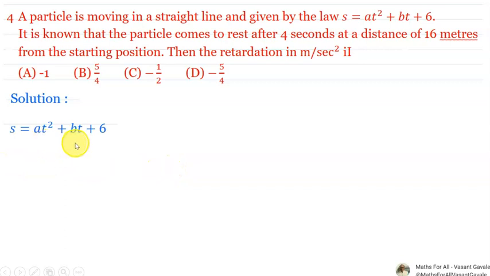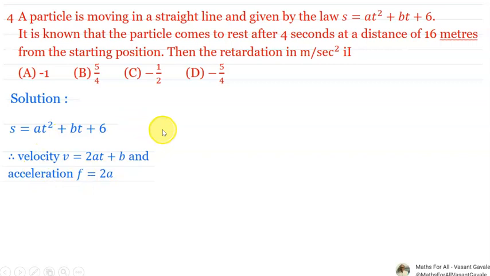S is equals to at square plus bt plus 6. The velocity: differentiate this with respect to t, then you will have derivative of at square is 2at, derivative of bt is b, derivative of 6 is 0. What about the acceleration? पुन्हा हे differentiate करणार. Derivative of t is 1, therefore acceleration f is equals to 2a, derivative of b is 0.